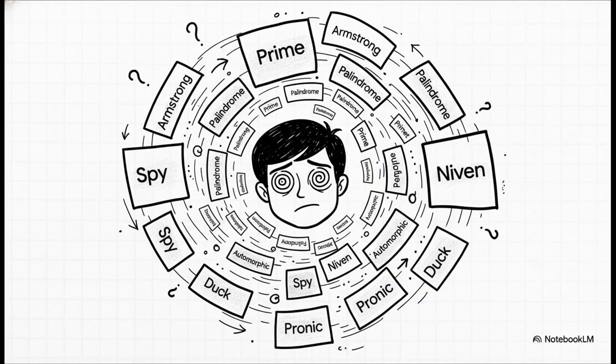You've got Armstrong, Palindrome, Prime, Perfect, Spy, Niven, Automorphic. The list just goes on and on. It's enough to make your head spin. But what if I told you the answer to that last question is a huge, definite no? You do not need to memorize them all as separate things. You just need to get one single core concept that ties almost all of them together.